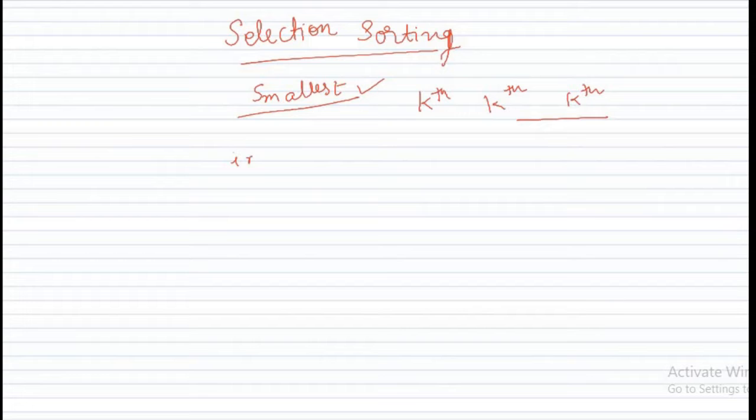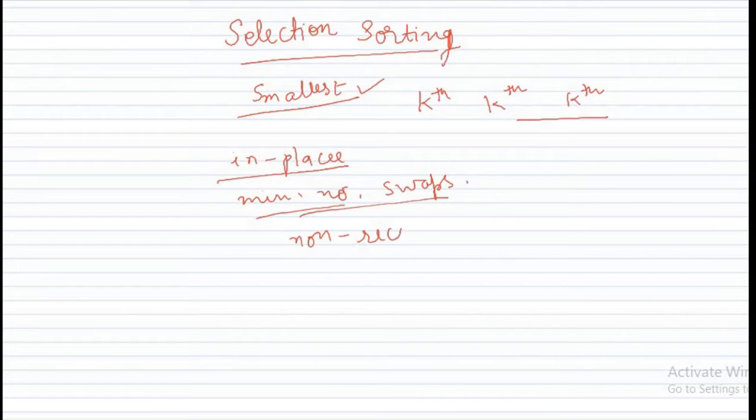It is an in-place sorting technique. That means it does not require any extra data structure, and it requires a minimum number of swaps. That makes it even better than bubble sort. And this is a non-recursive technique. There are various approaches to perform sorting. One is the recursive approach that quicksort applies, while selection sort applies a non-recursive technique. So that means we don't need recursion, and without recursion we can perform sorting here.